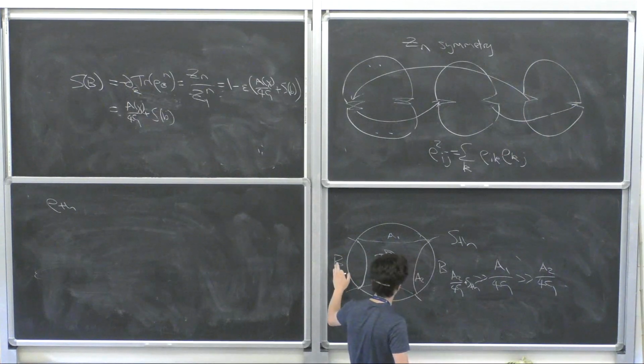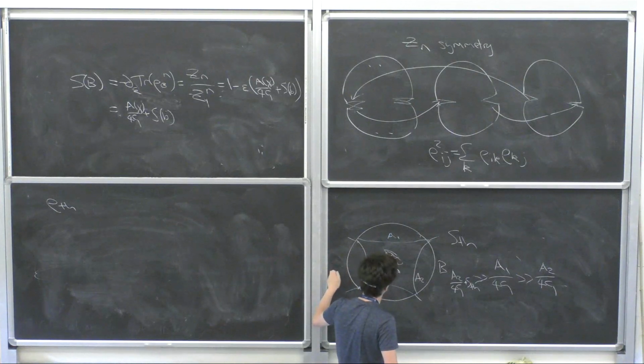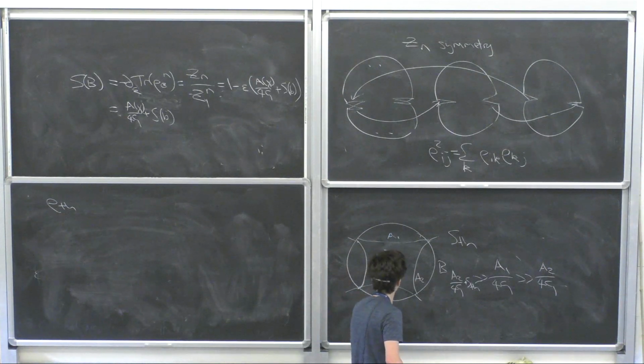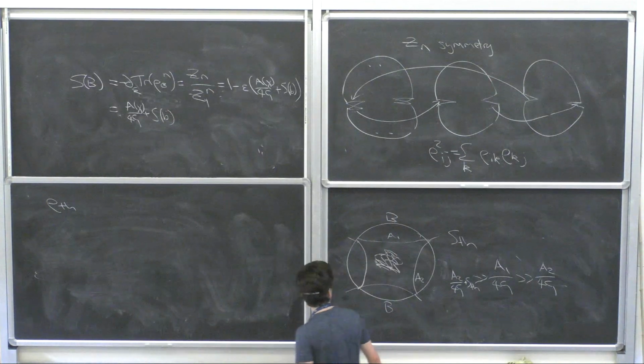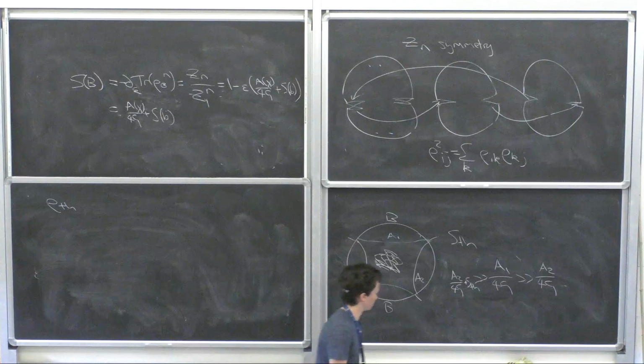Sorry, I've done this wrong. I wanted to have B be down here and up here. Sorry about that. I wasn't looking at my own diagram.